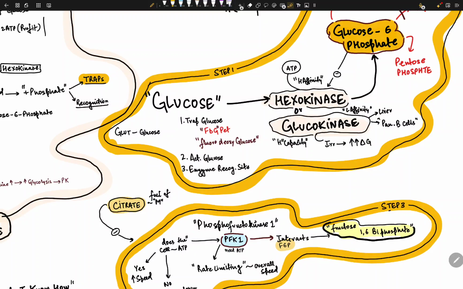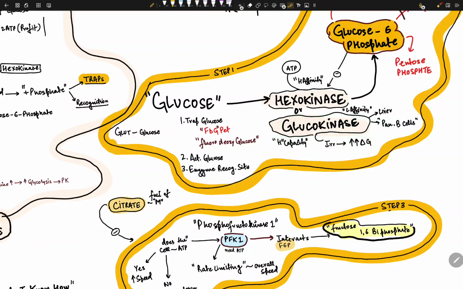So now the real difference between hexokinase and glucokinase is this. Hexokinase always works very immediately. It has really high affinity for glucose. And Mr. Glucokinase is always there, right? But its affinity to glucose is really low, right?